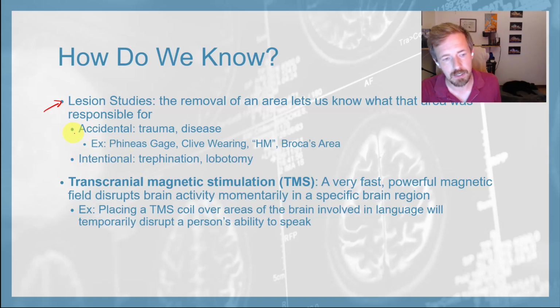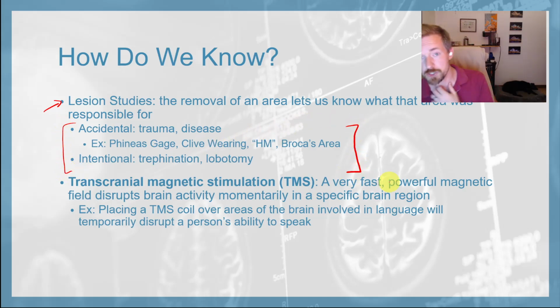Generally speaking, this stuff, because it's permanent, is not ethical to do on somebody, right? And so we have developed a device that can temporarily disrupt brain activation, and that's called transcranial magnetic stimulation, or TMS. It delivers a very fast, very powerful, and direct magnetic pulse, and that is going to temporarily disrupt activation in that part of the brain.